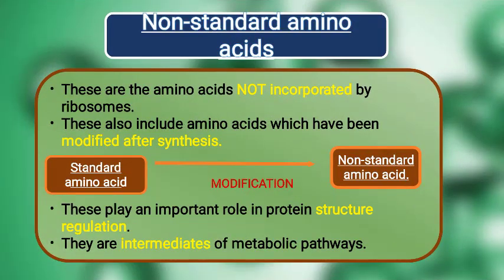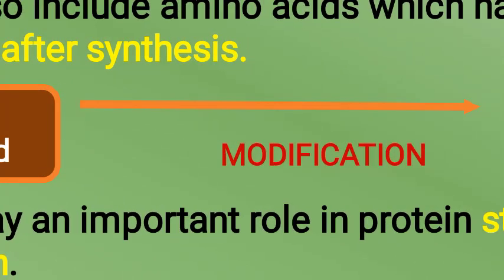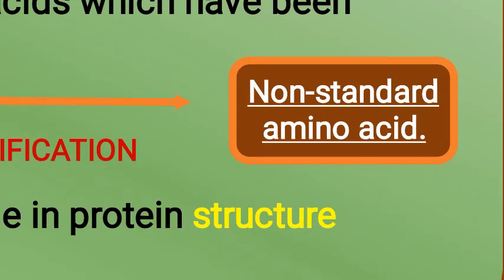Now the next topic, non-standard amino acids, is very closely related to the post-translational modification. We can define the non-standard amino acids as amino acids not incorporated by ribosomes. Since we know that these amino acids are chemically modified after the process of translation, which means they are not synthesized by ribosomes. You can see here that a standard amino acid, after being modified, becomes a non-standard amino acid.